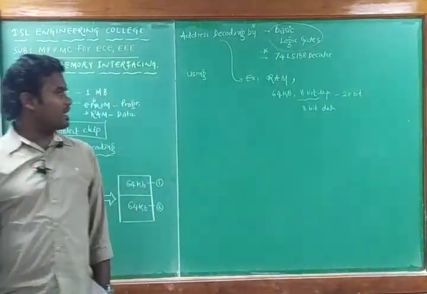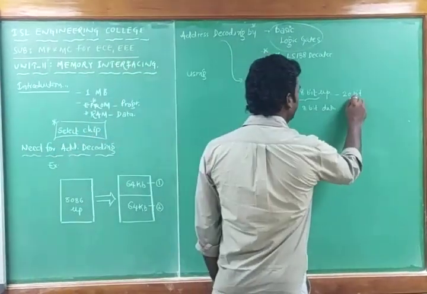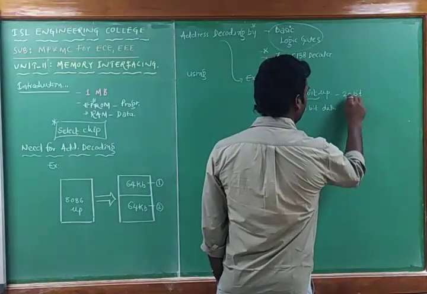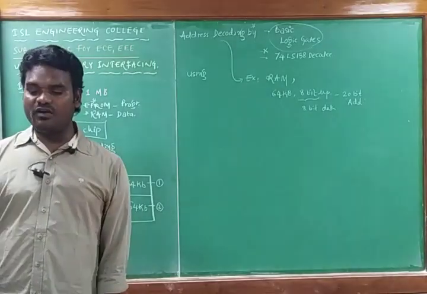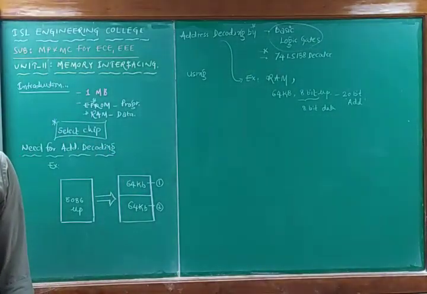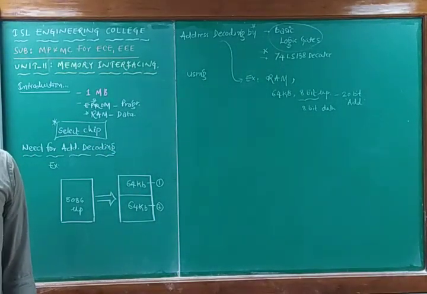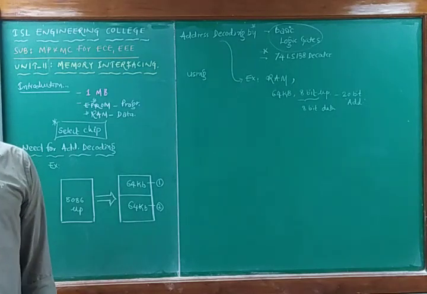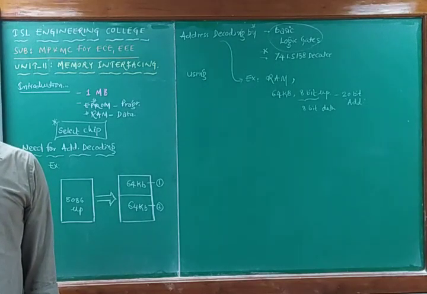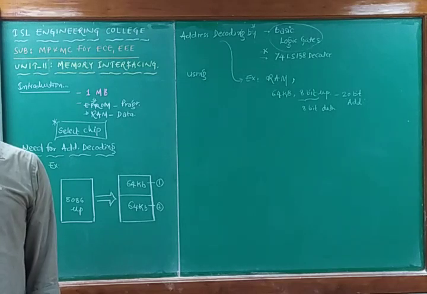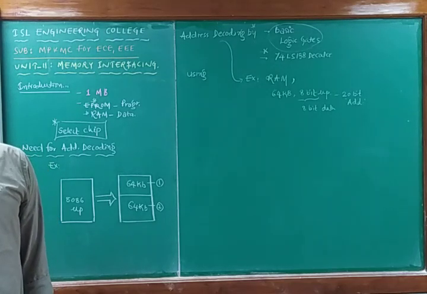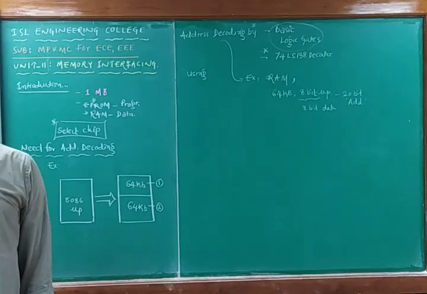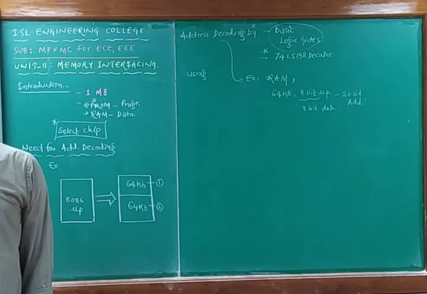The 8086 microprocessor has a 20-bit address. Due to this 20-bit address, we can go up to a maximum memory of 1 megabyte. Consider a RAM of 64 kilobyte to be connected to the 8086 microprocessor, which has 20 address lines. The number of address lines required to access 64 kilobyte of memory.